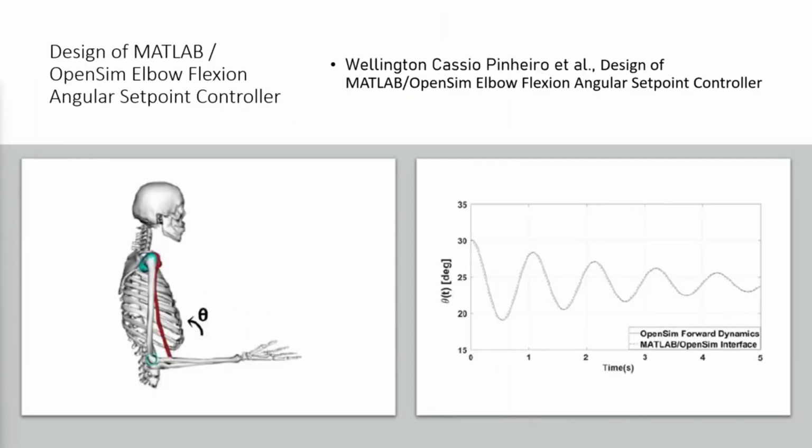Another research piece we relied on was by Wellington Cássio-Pinheiro et al., who performed system identification using OpenSim dynamics, but for a two-muscle, one-joint human arm model. They used a recursive instrumental variable method for system identification of the musculoskeletal dynamics. We will build upon their work and use models which are more biologically accurate.